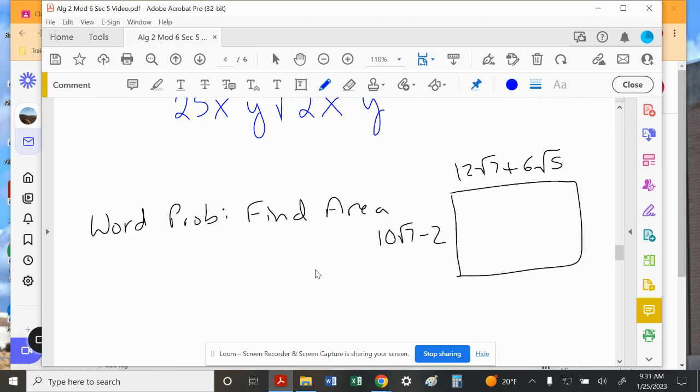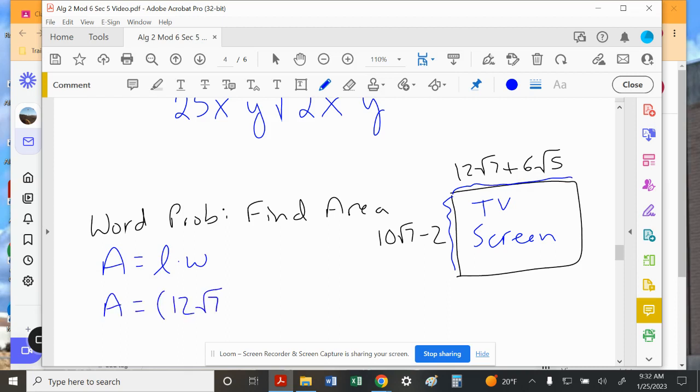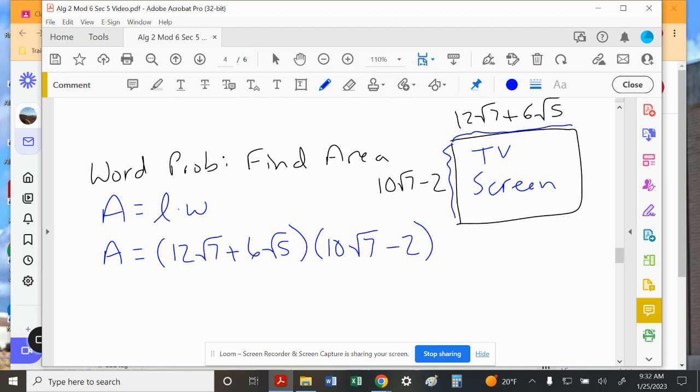Okay. Word problem. Here we have I think it's a TV screen, and it asks you to find the area of the TV screen. And of course, we know that the length and the width are these. So here we have the width 10 times the square root of 7 minus 2, and the length is 12 times the square root of 7 plus 6 times the square root of 5. So the area, of course, is length times width. So my area is going to be 12 square root of 7 plus 6 square root of 5 times 10 square root of 7 minus 2.